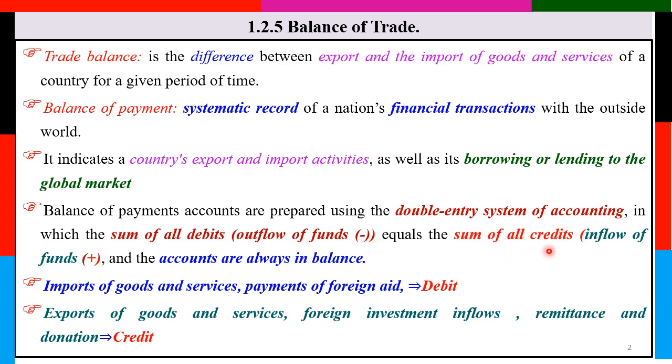In the case of credits, inflow of funds carries a positive sign. Export of goods and services: when we export goods and services, we get income, therefore it is positive. Foreign investment, an inflow of income, is positive. Remittance, again, is positive. And donations or gifts are positive, and they belong to the credit side.